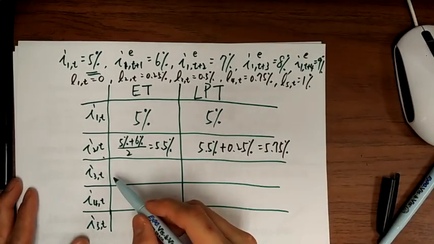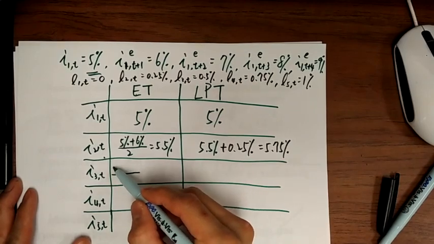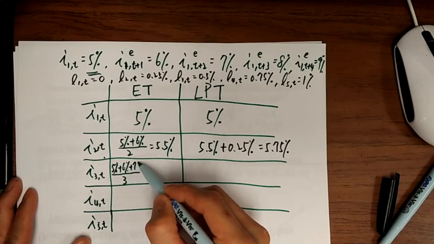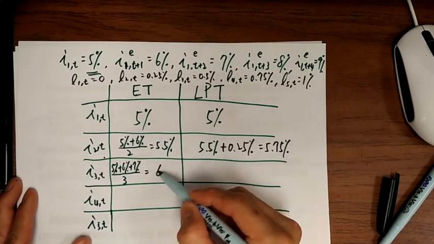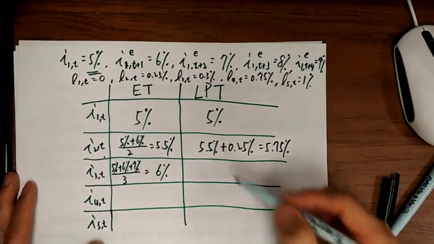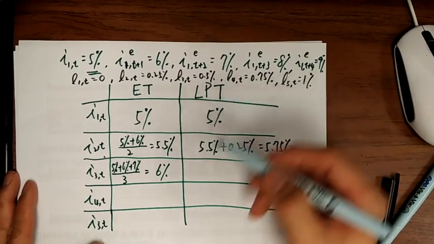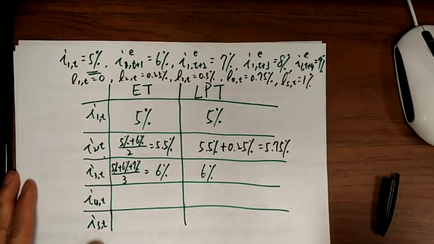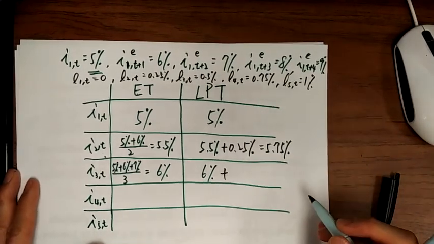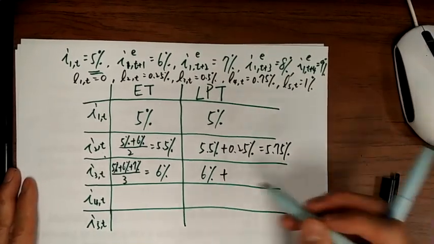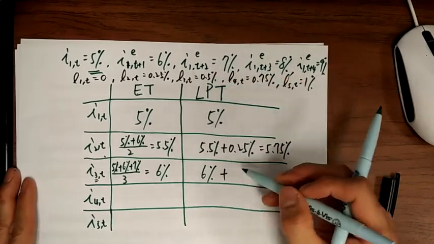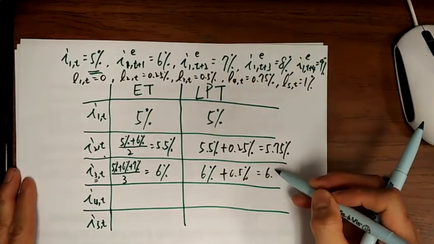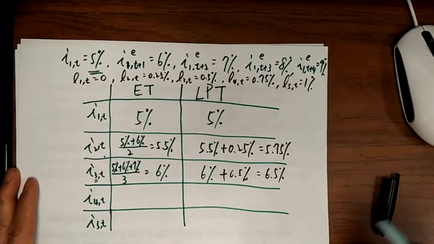I3, the average of 5, 6, 7, which is 6%. But the liquidity premium theory says that in addition to this 6%, you have to add the liquidity premium of a 3-year bond, which is 0.5%. Therefore, it is 6.5%.